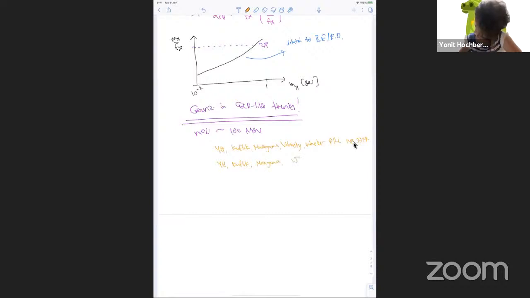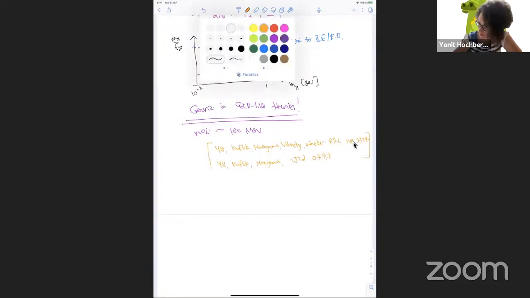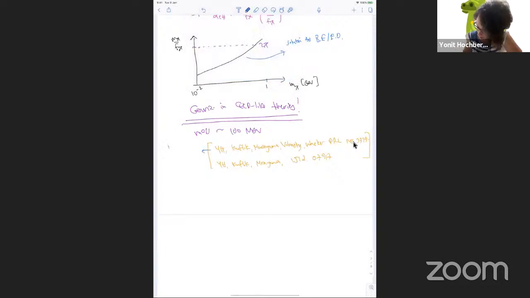And that can be found in 1512.07917. So the first paper is what we call the simplest miracle. This is sort of setting out these pion constructions that give us SIMP dark matter. And the second paper includes the dark photon.